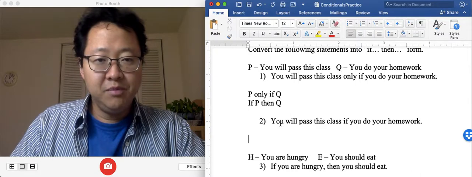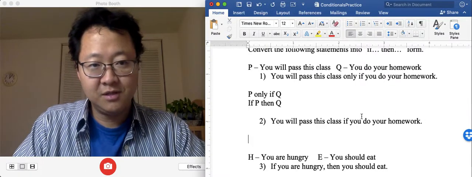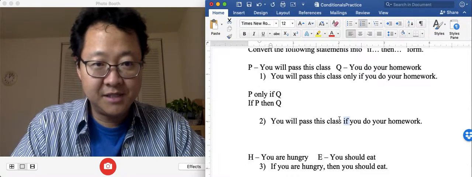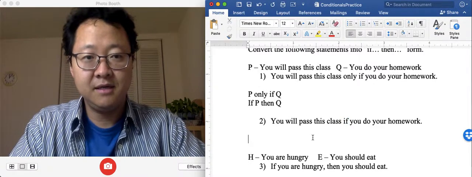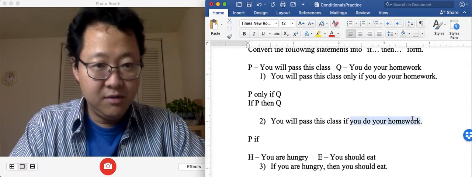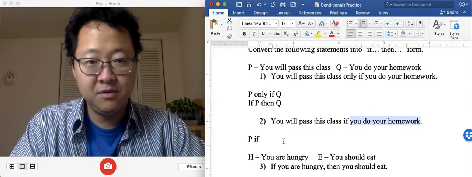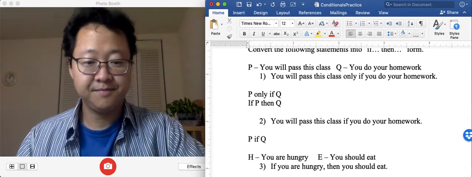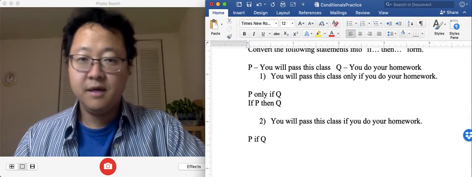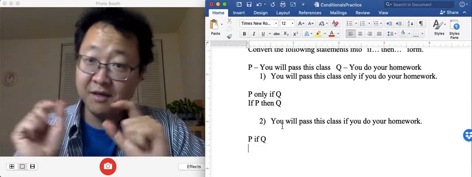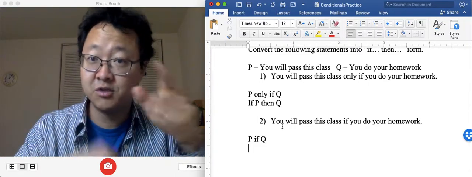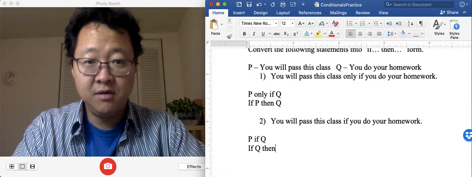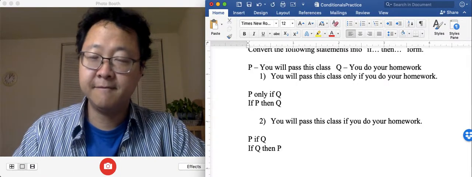Okay, you will pass this class if you do your homework. So you can see there's an if in the middle. You'll pass this class is again P. If you do your homework is Q. So we did step one, we plugged in the letters. Now, what do we do? This P if Q, when there's an if in the middle, that's switch. So P if Q turns into if Q then P. And then we're done.